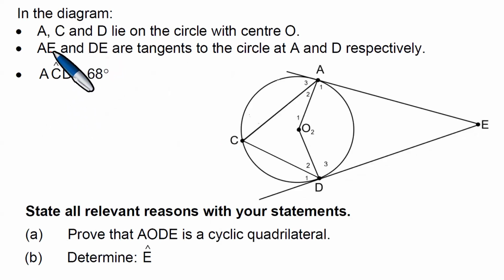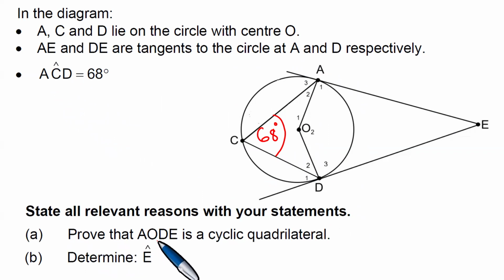Right, in the diagram, A, C, and D lie on the circle with center O. Here is the center of the circle. AE and DE are tangents. You can see AE and DE are tangents to the circle at A and D, respectively. Angle ACD is 68 degrees, so you can see ACD, right? So this angle here is given as 68 degrees. Just take note of that. State all relevant reasons with your statements.